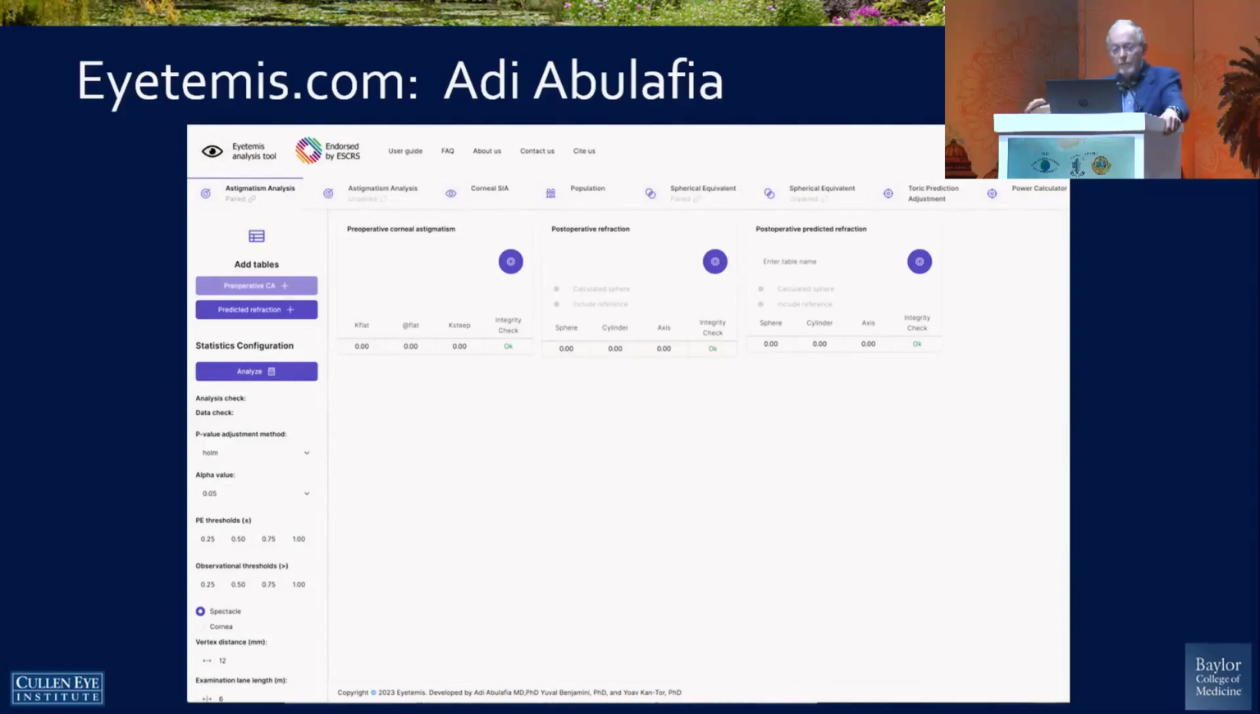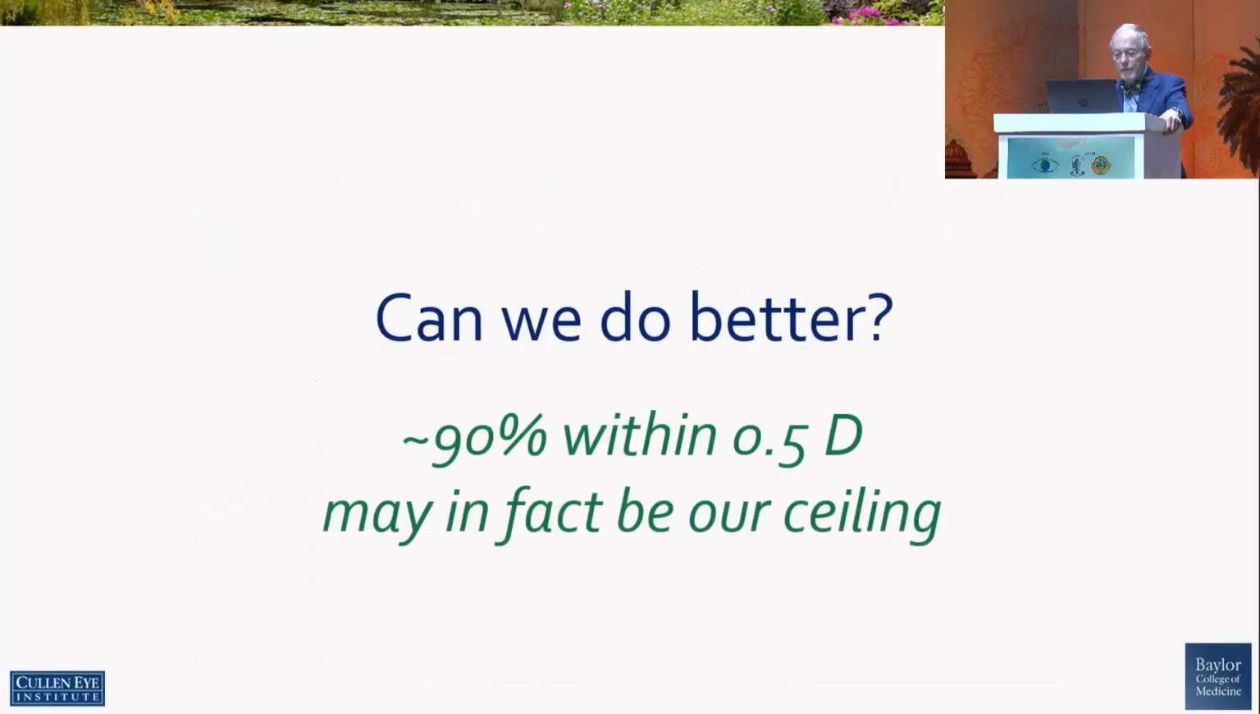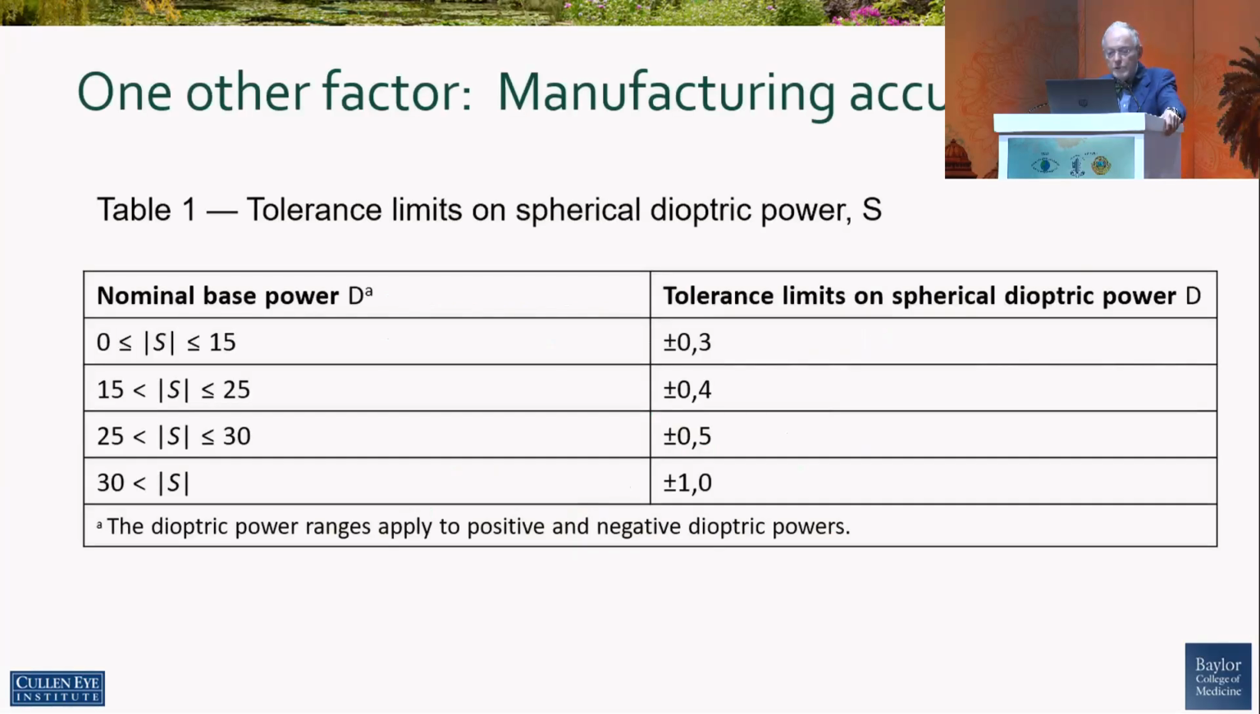And we also now have access to this wonderful website from Adi Abulafia called IOLMetrics, and that also incorporates the concepts of the data not being normally distributed, and it's very user-friendly, and it's a great option. So, can we do better, or is 90% within a half diopter truly our ceiling?